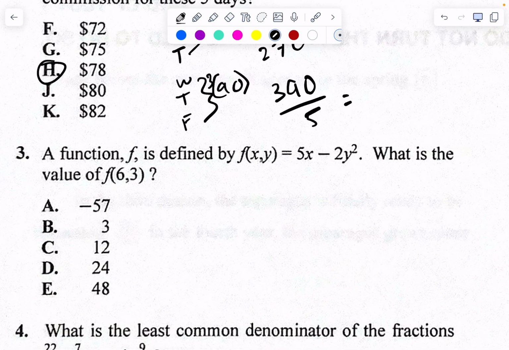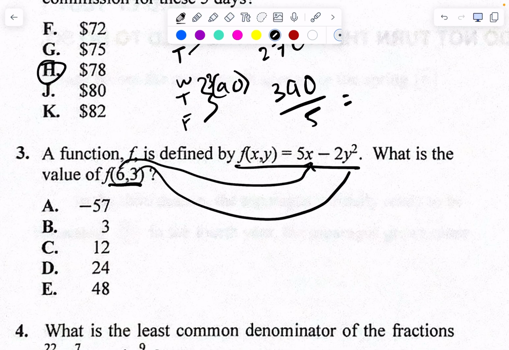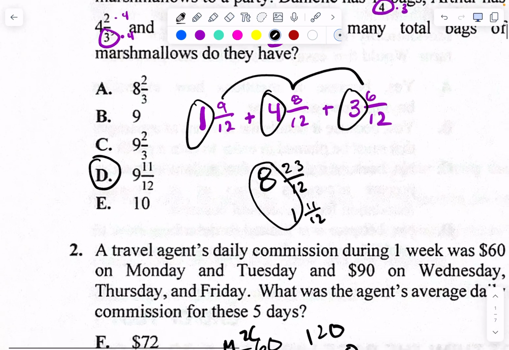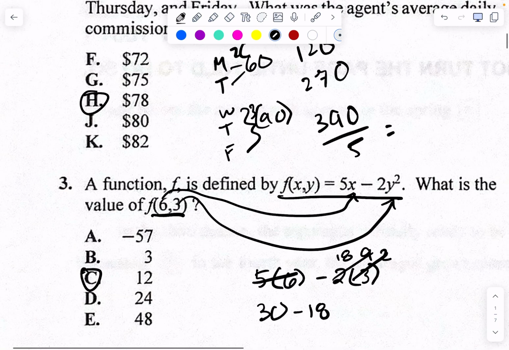Find the value. I'm seeing an equation. It says find the value of 6, 3. What does that mean? Plug 6 in for x and 3 in for y. Don't use a calculator. 5 times 6 minus 2 times 3 squared. All right, 5 times 6 is 30. We square it first, so that's 9. 2 times 9 is 18. What's 30 minus 18? 12. C. That's 2 C's in a row. Well, H is kind of like C, but.